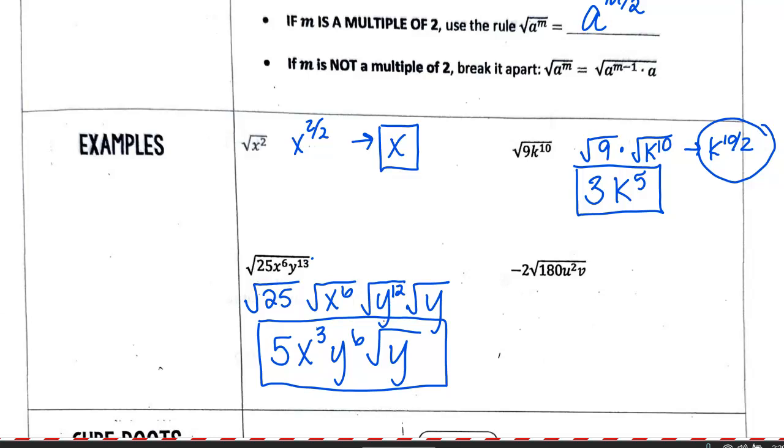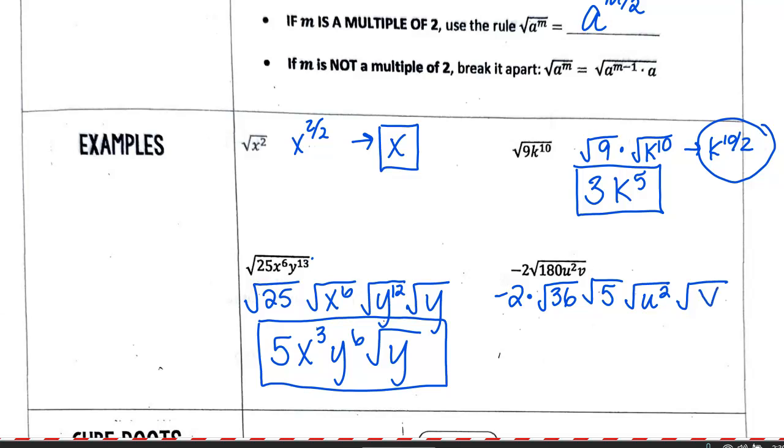On the next example, we're going to break this down. So we have negative 2 on the outside, which is going to get multiplied to anything that we take the square root of. We're looking for factors of 180, so we have the square root of 36 times the square root of 5. u squared can be divided by 2, so we'll put that there. And then we have the square root of v.